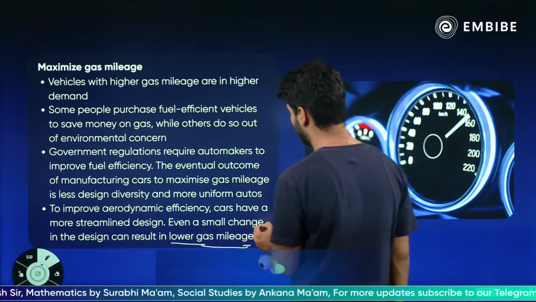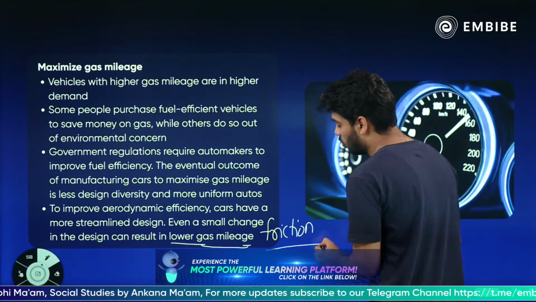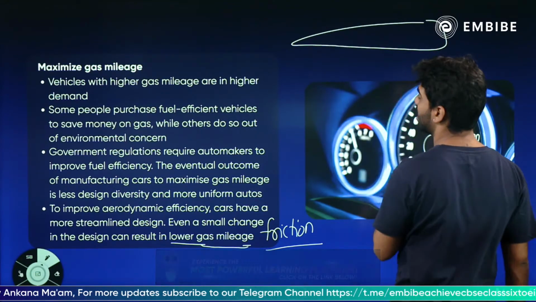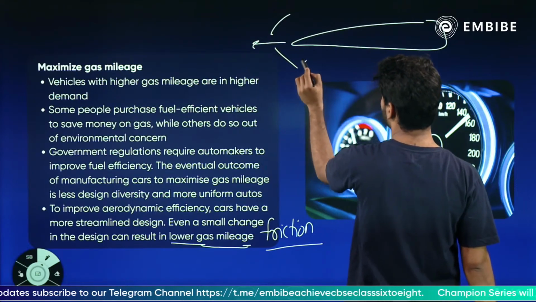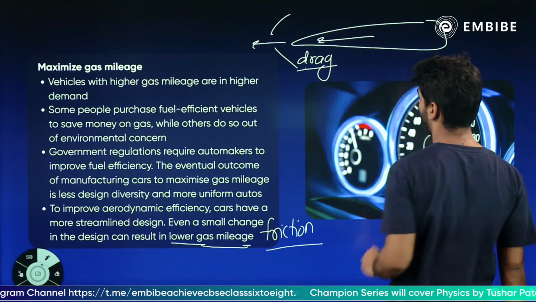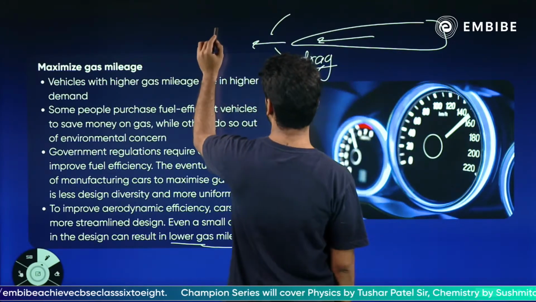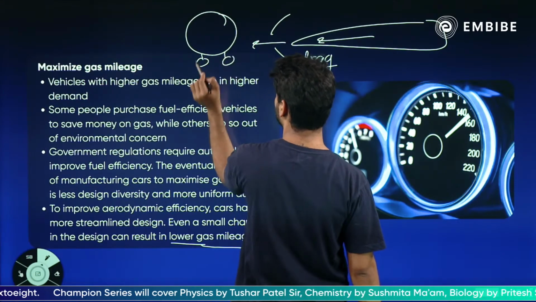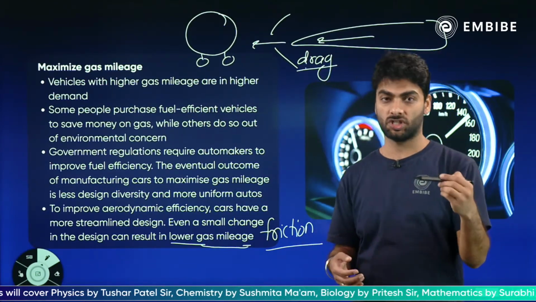Now the reason behind this is friction. When the car has a streamlined shape, it is very easy to reduce the air friction, which is also called the drag, and it is very easy for the vehicle to move forward. But if the vehicle has a different shape, suppose a round vehicle with tires over here, this will consume a lot of fuel because it will have to fight the friction.